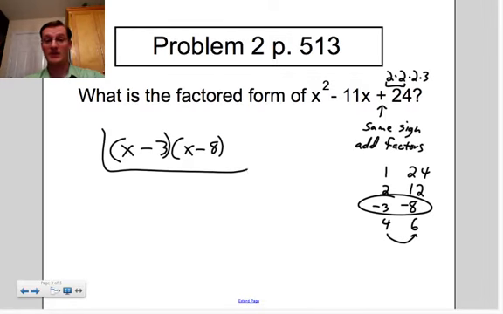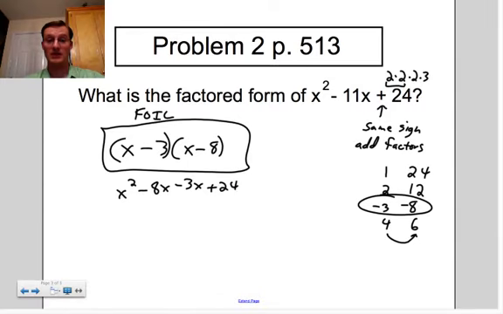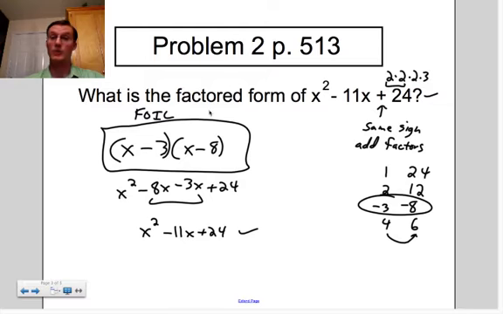Now, we think that's our answer, but we do need to double check. First, we're going to do our FOIL. First is x squared. Outside is minus 8x. Inside is minus 3x. And last is plus 24. Combine the linear terms. X squared minus 11x plus 24. And that does check out, so this works.